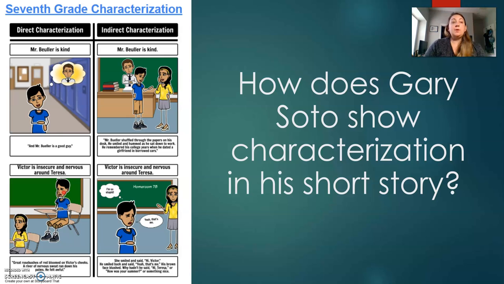So for example, when Victor at the end of the story says, and Mr. Bueller is a good guy, that is direct characterization for Mr. Bueller. Mr. Bueller is kind. We know that because of what Victor said.